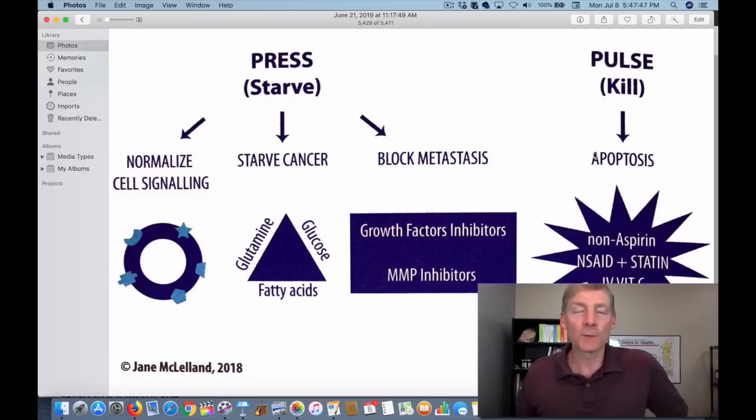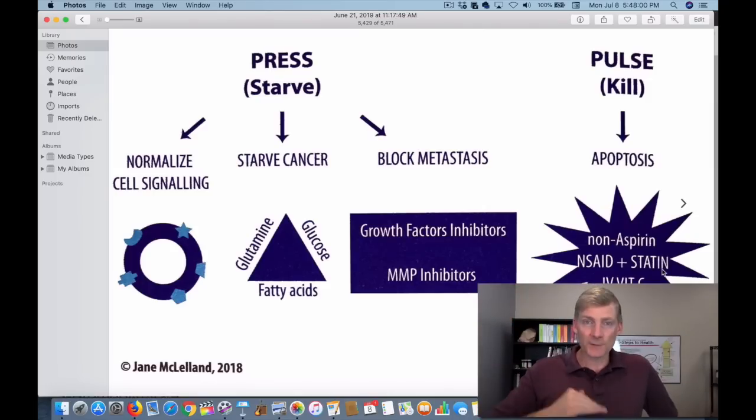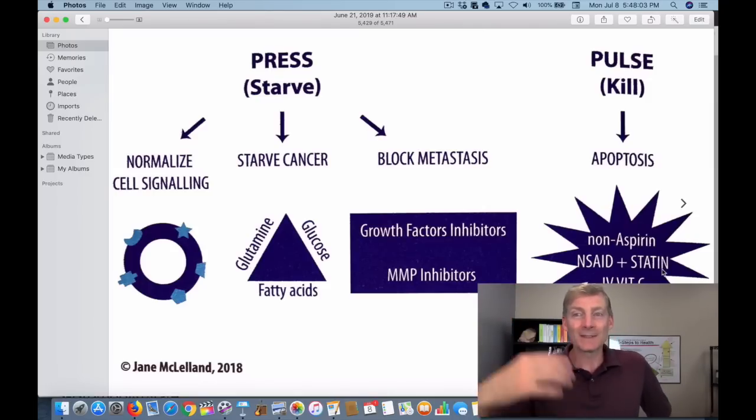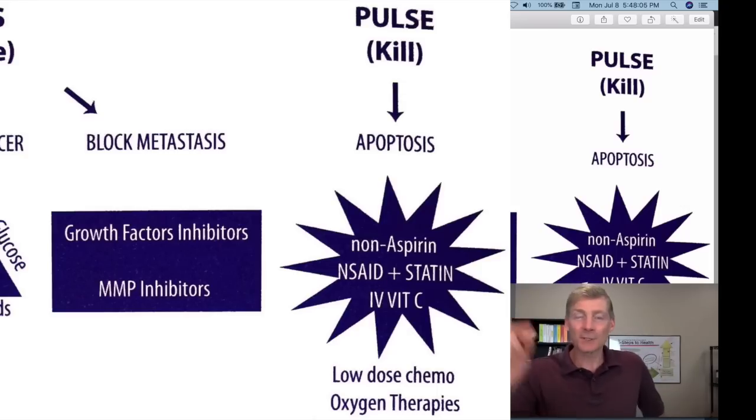Apoptosis is the word for when cells die. It's a combination of an NSAID, a non-steroidal anti-inflammatory drug, but not aspirin, because aspirin's not strong enough. Combine that with a statin, because statins lower the fat and they can kill cancer cells. I'll show you the research on this. IV vitamin C can kill cancer cells, and it also raises oxygen. And down here we have other oxygen therapies: hyperbaric oxygen therapy, for example, hydrogen peroxide, and others.